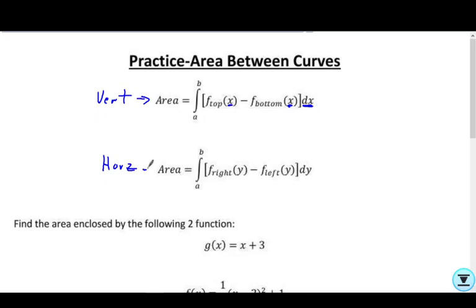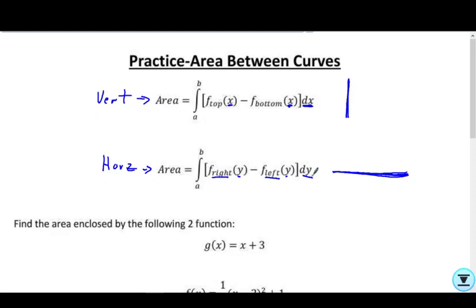If we're doing horizontal strips, which look like this, these are vertical strips. Horizontal strips look like this, which means they're perpendicular to the y-axis. Then our function is right minus left, but they have to be in terms of y because my integral is going to be in terms of y. Okay?